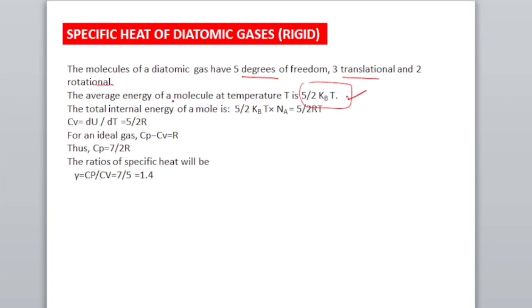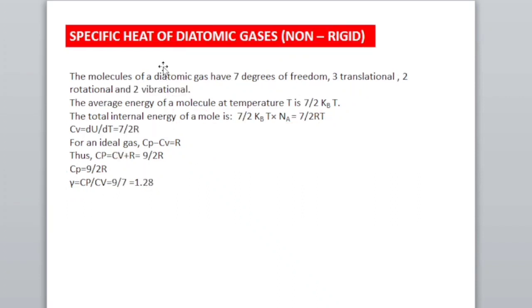This is the average energy of a molecule. For the total energy of a mole, you multiply this by Avogadro number, you get 5/2 RT. You know Cv is du by dT, it becomes 5/2 R, and Cp becomes 7/2 R. Divide these, the ratio Cp by Cv becomes 7/5, equal to 1.4. This is the specific heat capacity of rigid diatomic gases, right?